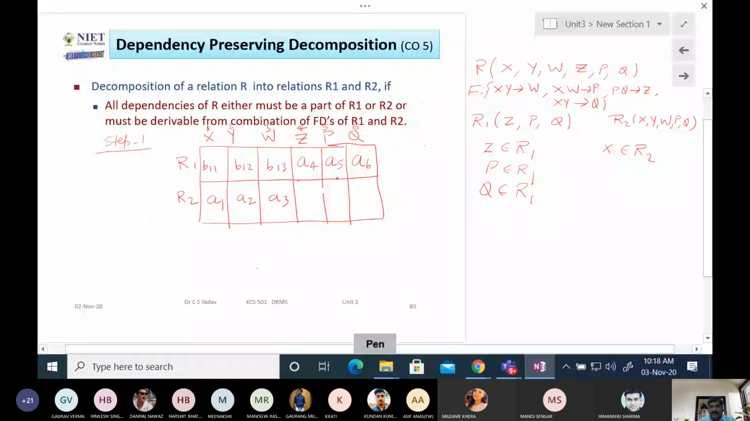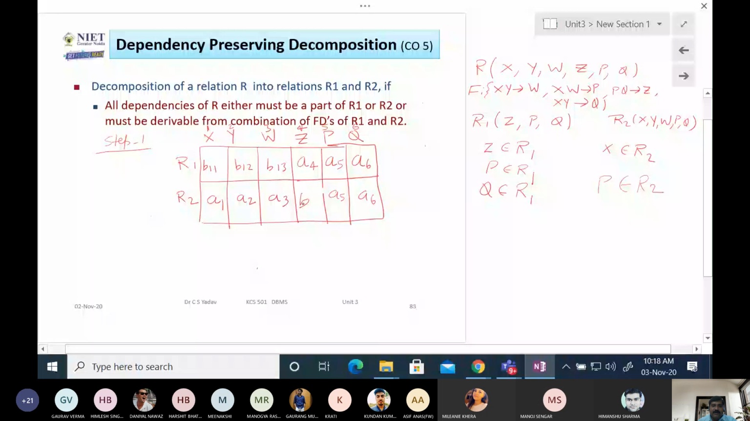P is in R2, Z is not in R2. P belongs to R2, so this cell is initialized with A5 and this cell is initialized with A6. And what about this cell? B24. Good.